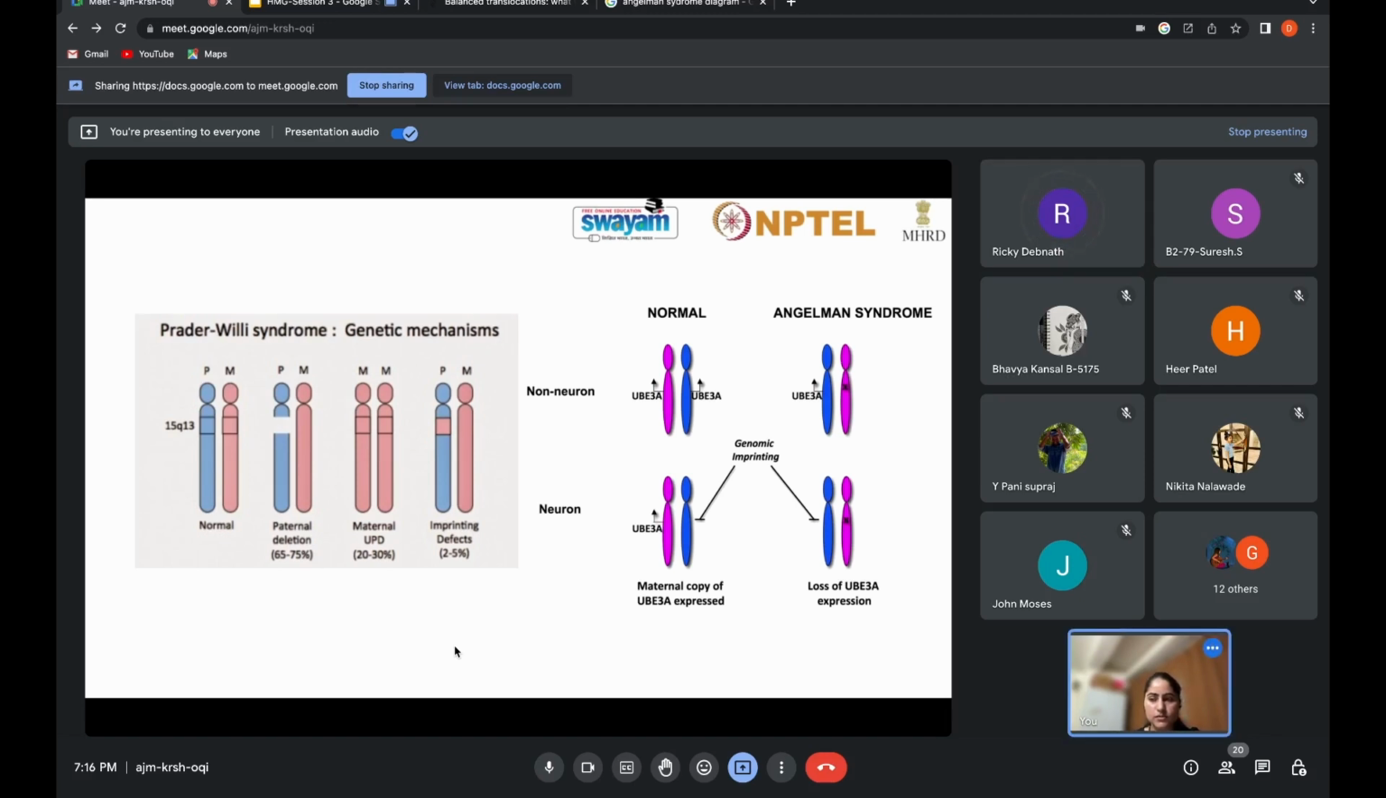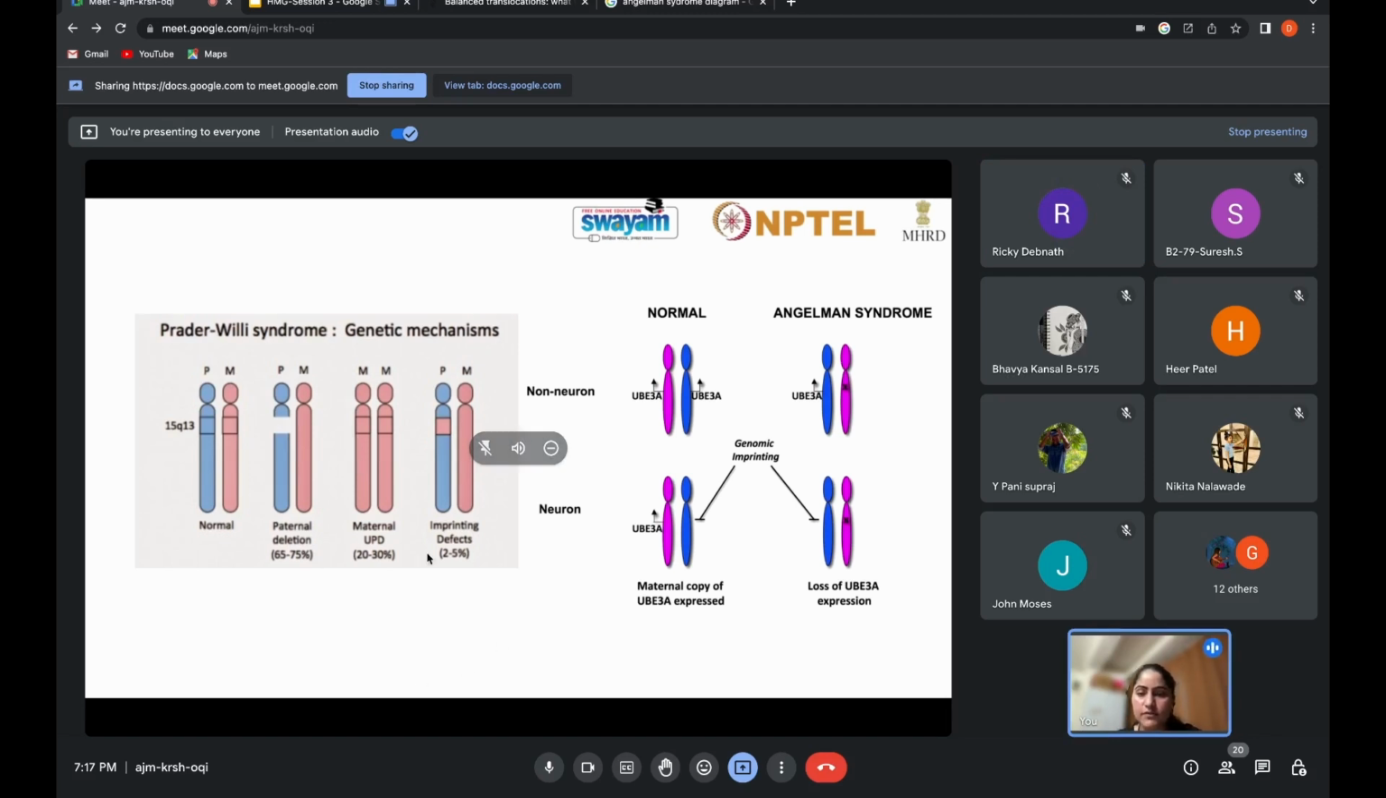Okay, so is your doubt specifically for Prader-Willi and Angelman, or for imprinting disorders in general? It is not regarding the theory, but practically how to solve the pedigree analysis regarding these two disorders. Okay, so I will try to incorporate them.